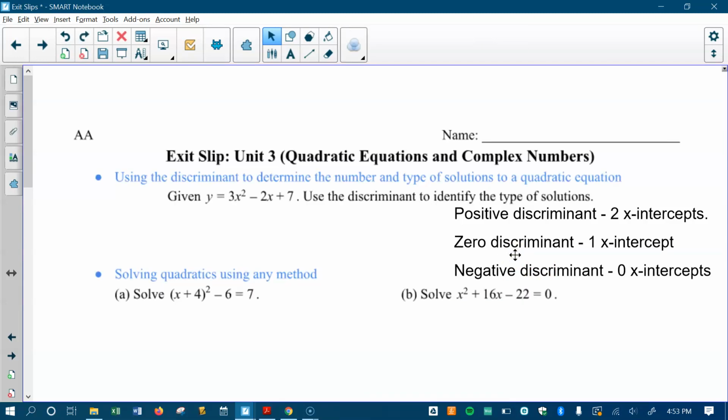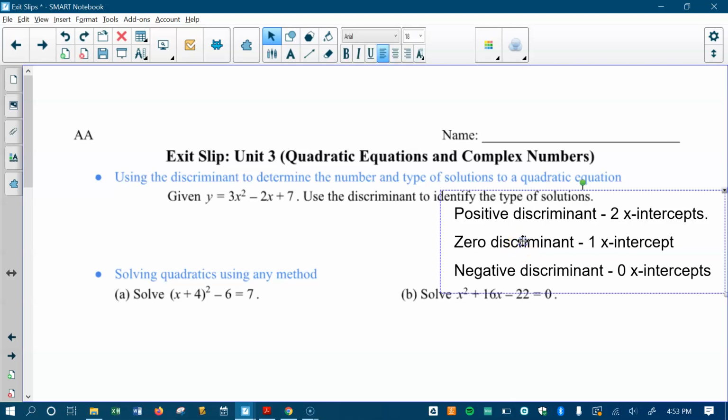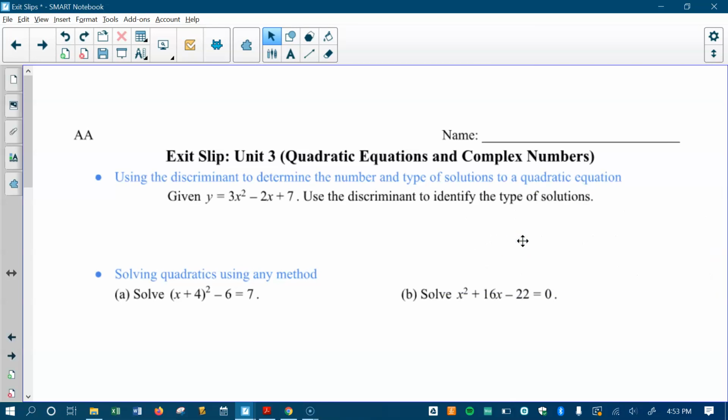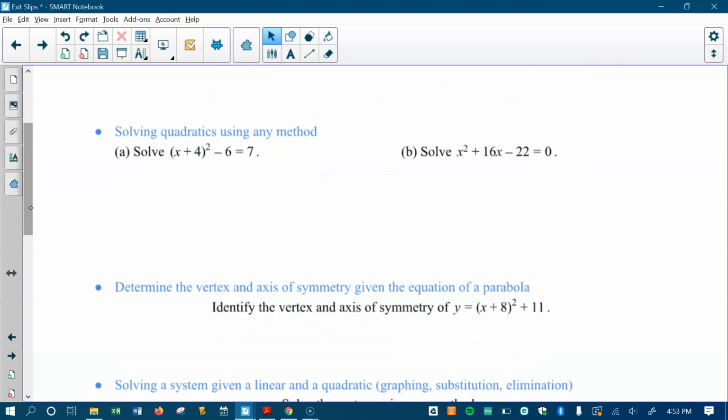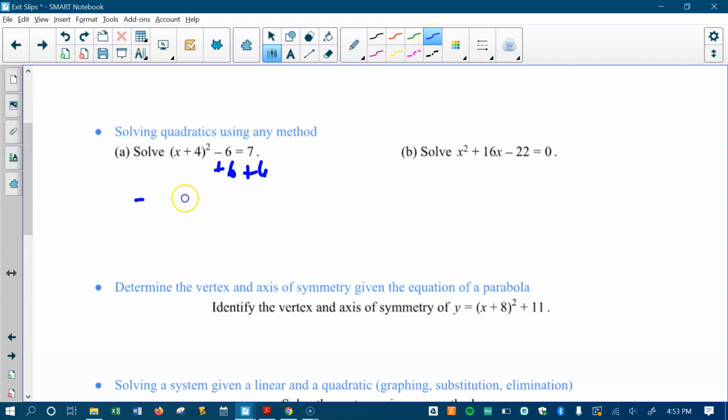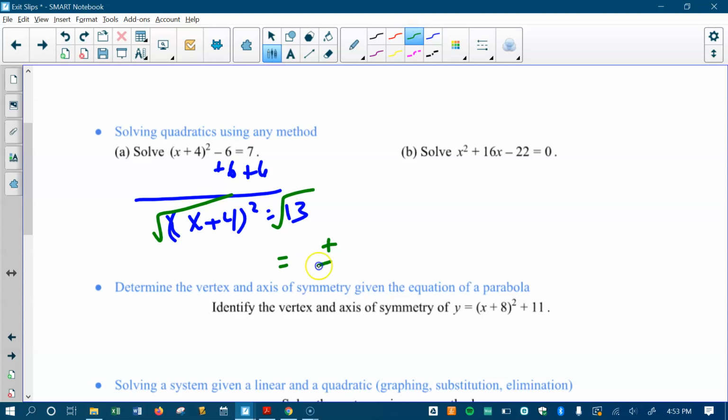Uh-oh, nope, don't want to do that. That would be bad. Okay, using any method, let's do the method that makes the most sense for this one. I have something squared already, so I'll just isolate that. I'll get it by itself. I get x plus 4 squared equals 13. Looks like I'm going to take the square root of both sides. And I want to make sure I put a plus or minus root 13 here.